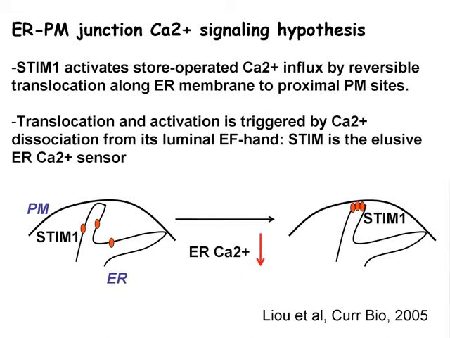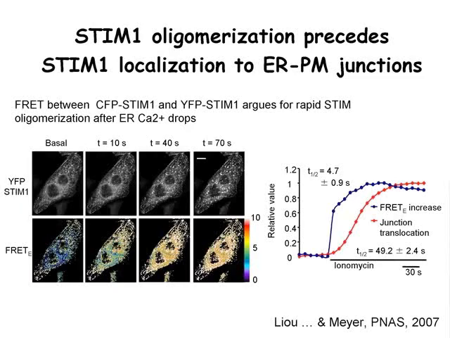And we could also show that translocation and activation is triggered by calcium dissociation from its luminal EF hand. The main parts of these studies were based on site-directed mutagenesis and imaging approaches that really solidified this hypothesis, and I think this would have been impossible to do without live cell imaging. Just as a note, we were able to also show that this signaling is mediated by oligomerization of STIM, and I cut it a bit short here because I'm running out of time.